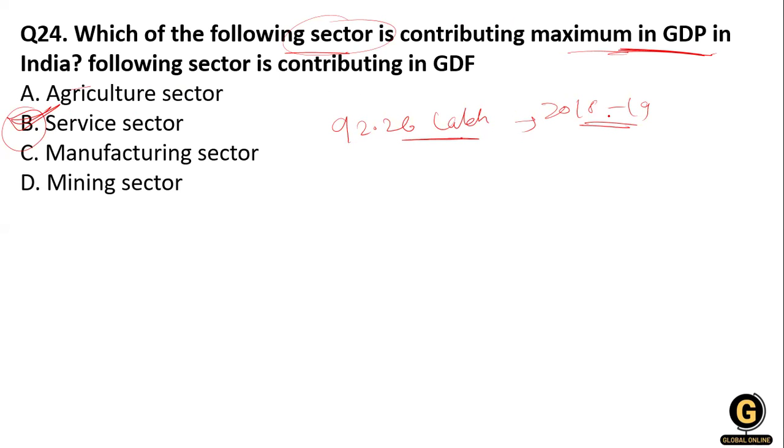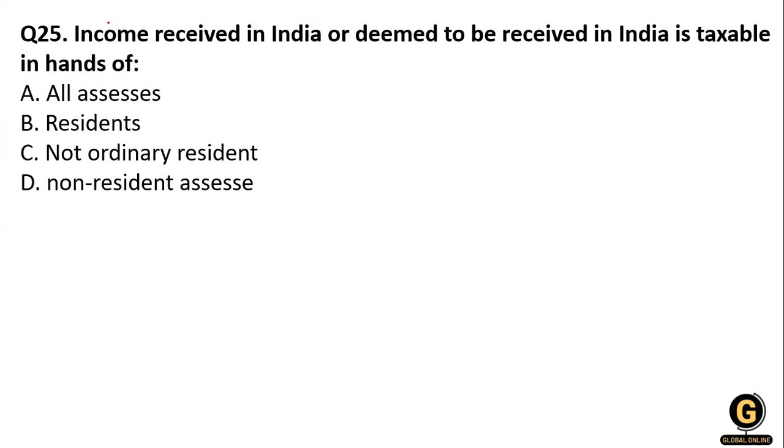Now the next question, the last question: income received in India or deemed to be received in India is taxable in the hands of all assessees, resident, non-ordinary resident, and non-resident assessees. So you know that income received in India or deemed to be received in India is taxable for all assessees.